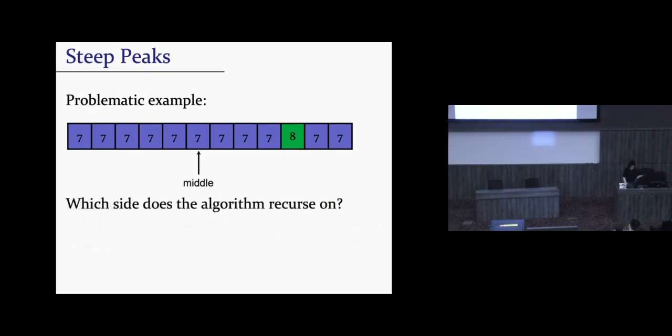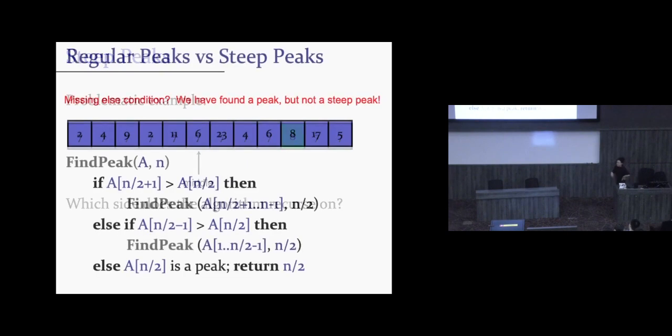So if I look in the middle, let's just say we try to run our current algorithm. We look at the middle. It doesn't really say anything. So at this point, you might say, okay, maybe there's a magical way. Let's just fix the code a little bit. Let's add an else condition. Maybe that'll fix it.